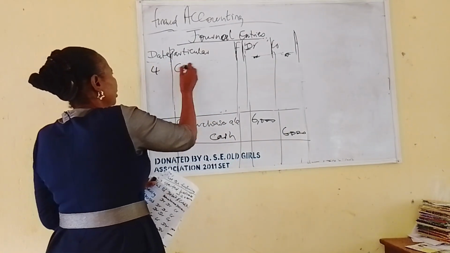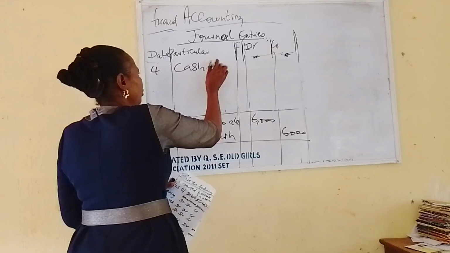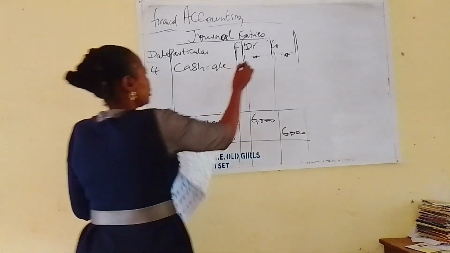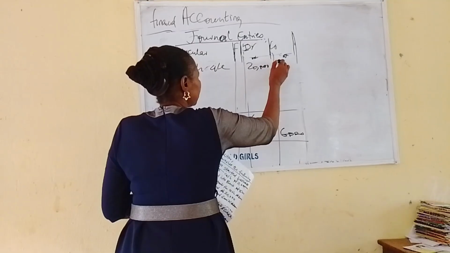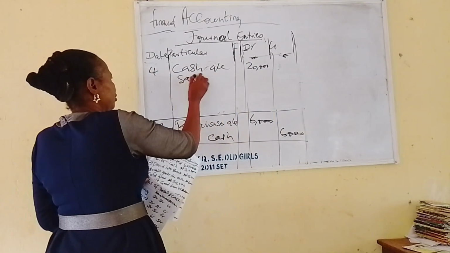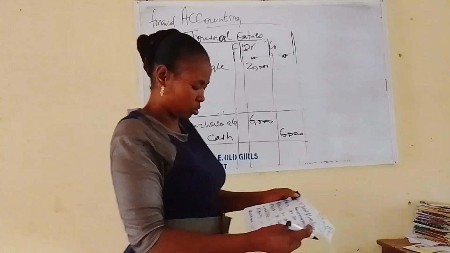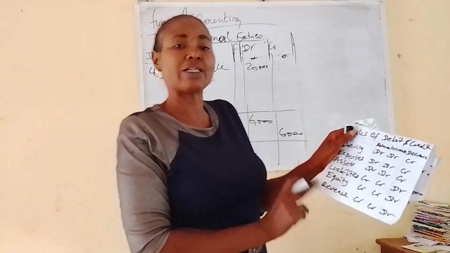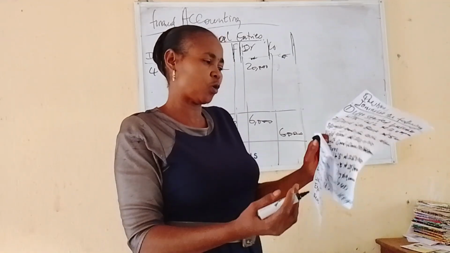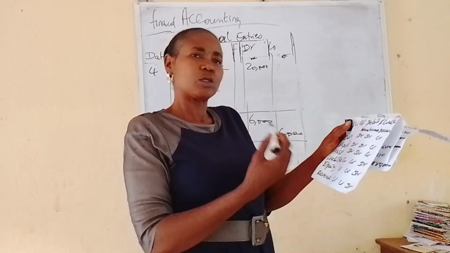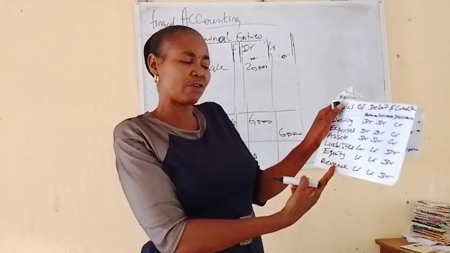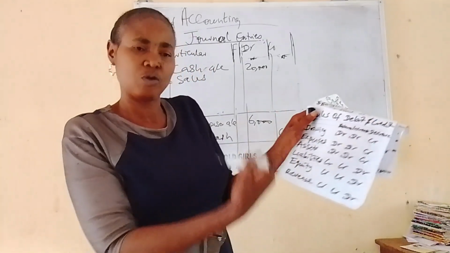Number 4. Cash account, 20,000 naira. Then sales account. Sales is under revenue, because after selling, you get money. So sales also increases, and when revenue increases, you credit.